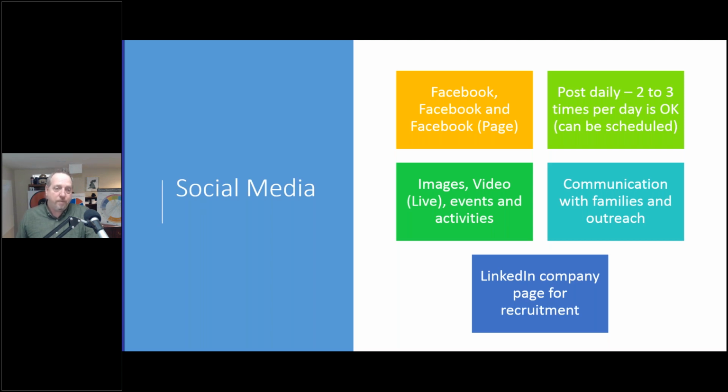Now, the other platform that I do recommend is LinkedIn. So having a good LinkedIn company page, I think, is key to help you in terms of your recruitment for your staff and your team. So having a good presence on LinkedIn really is not about getting residents. It's about how do you staff your community and keep it staffed.